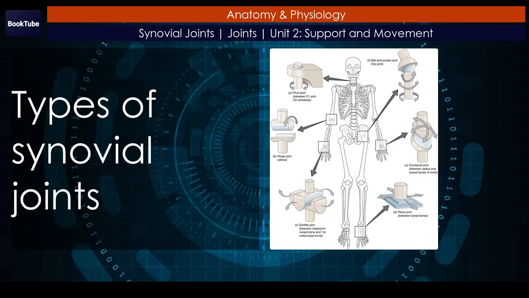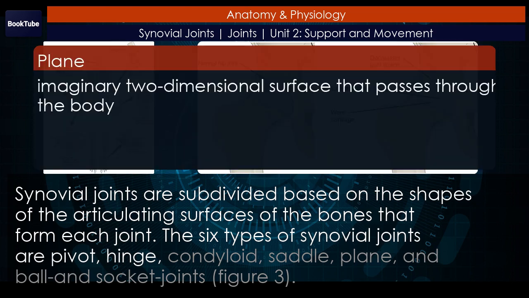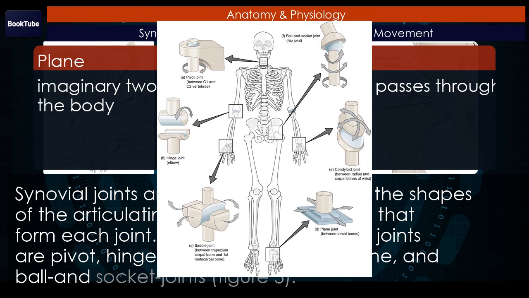Types of synovial joints. Synovial joints are subdivided based on the shapes of the articulating surfaces of the bones that form each joint. The 6 types of synovial joints are pivot, hinge, condyloid, saddle, plane, and ball and socket joints.